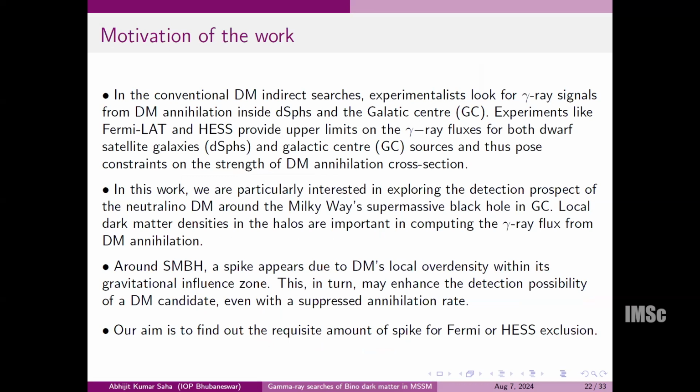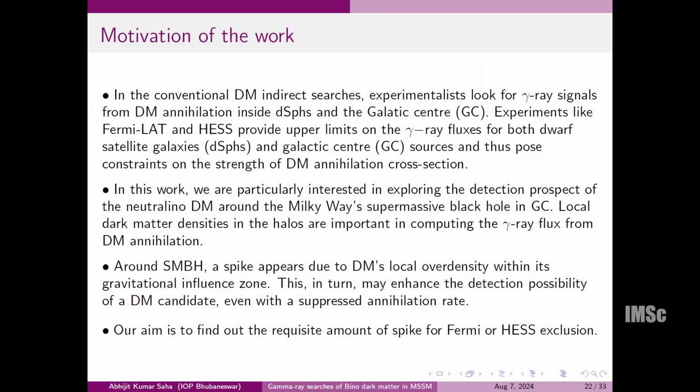So the motivation of the work is that in your conventional Bino dominated dark matter, you always end up with a dark matter photon signal inside the galactic... So we are particularly interested in exploring the detection prospect of neutralino dark matter around the Milky Way supermassive black hole in the galactic center. Our aim is to find out the requisite amount of spike for Fermi or H.E.S.S.